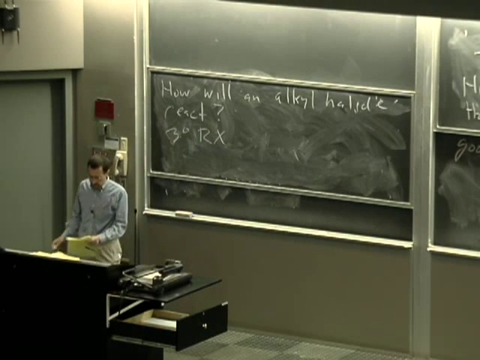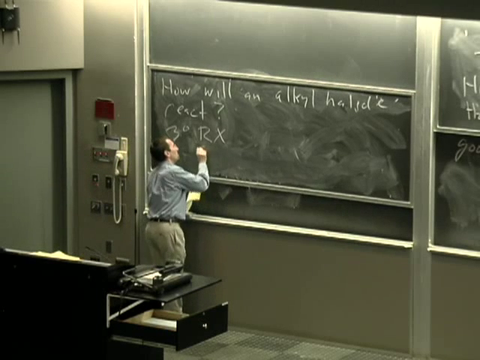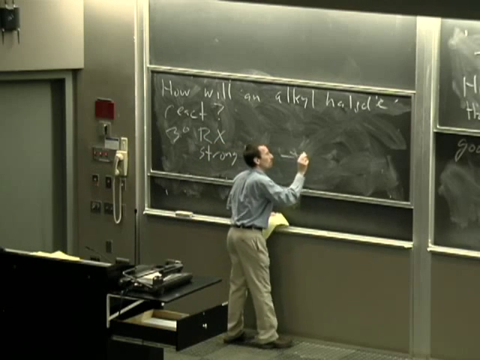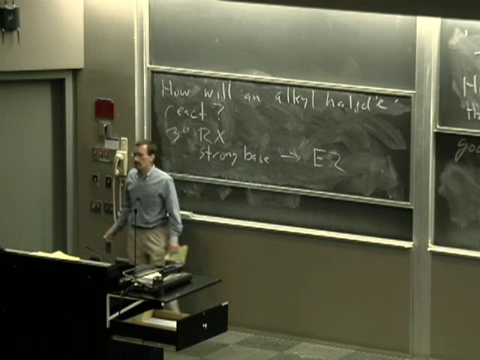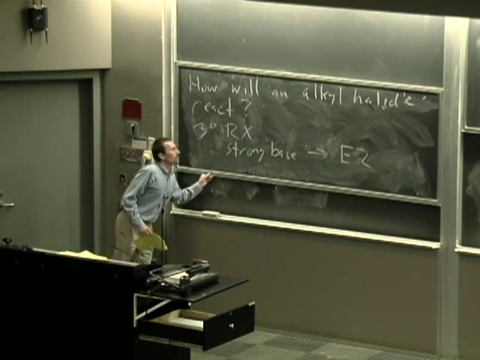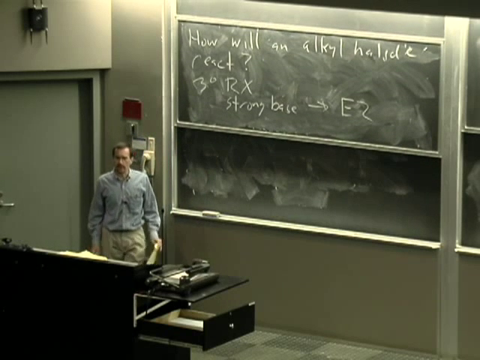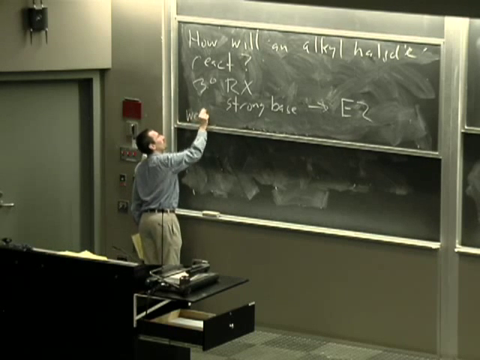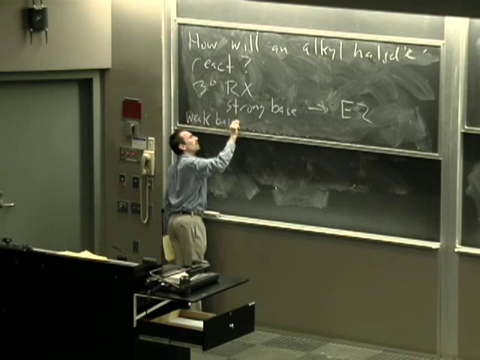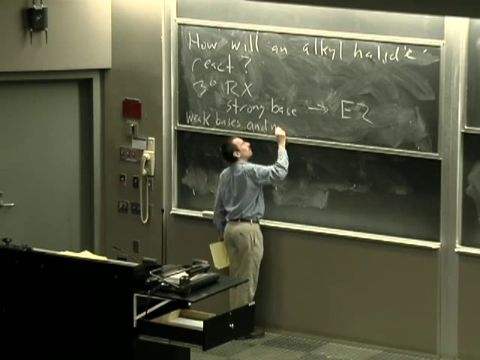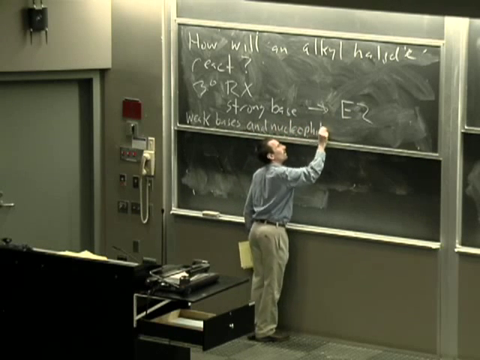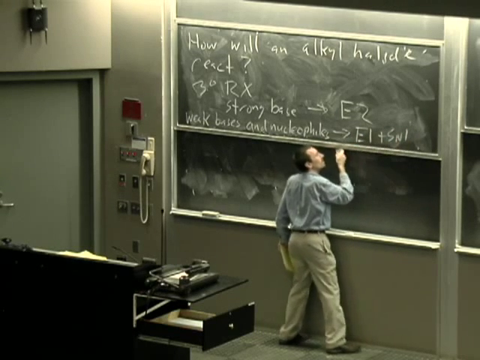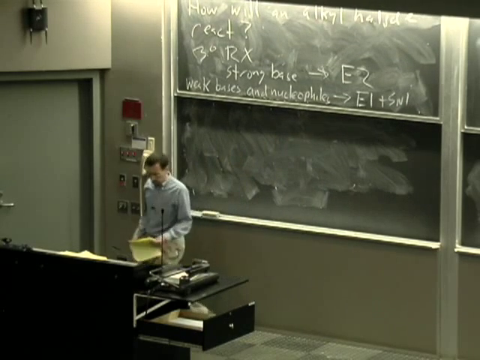So tertiary alkyl halides with strong bases, like alkoxide, we see E2 elimination. With weak bases and nucleophiles, we can see E1 and SN1. So let me take a couple of examples.